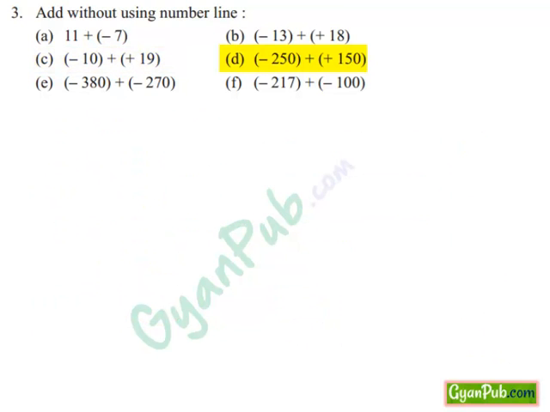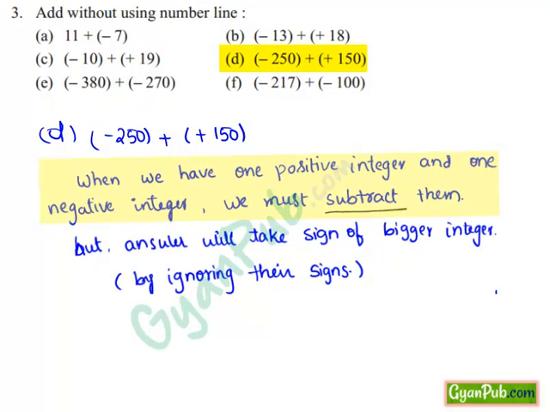Similarly, take down the D bit. Minus 250 plus 150. To add one positive integer and one negative integer, we have one formula. That is, we should subtract them. But the answer will take the sign of the bigger integer. Here we decide the bigger integer by ignoring their signs. Now we are adding minus 250 and plus 150.